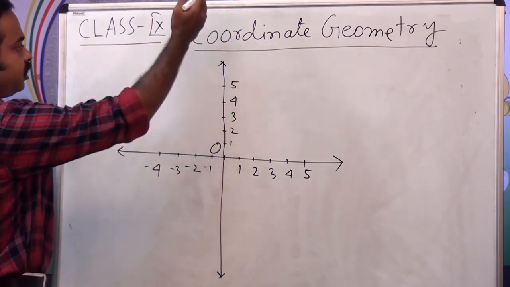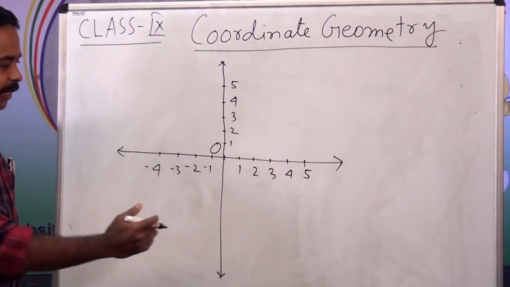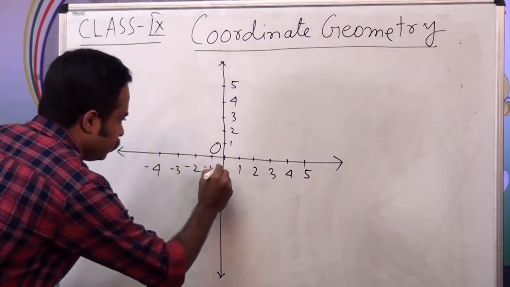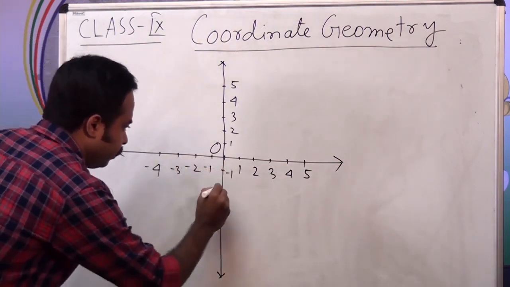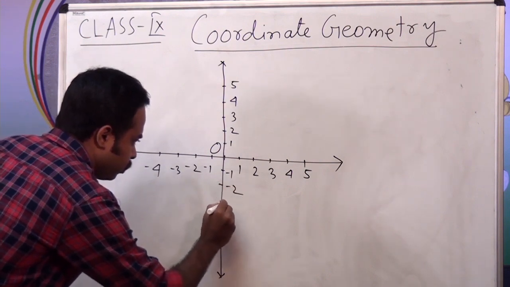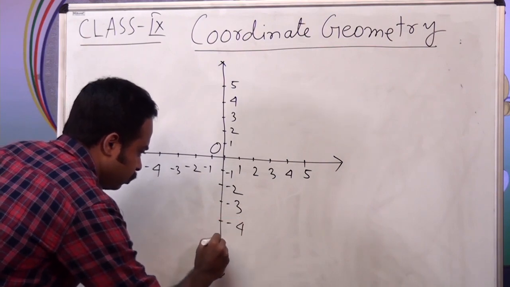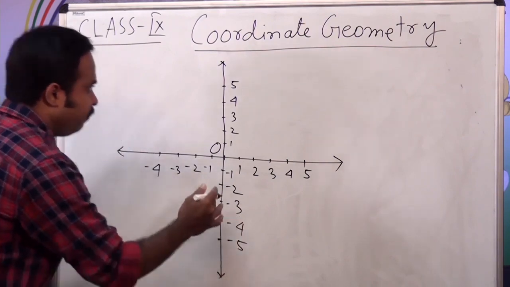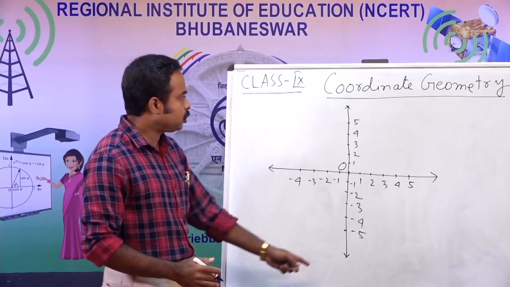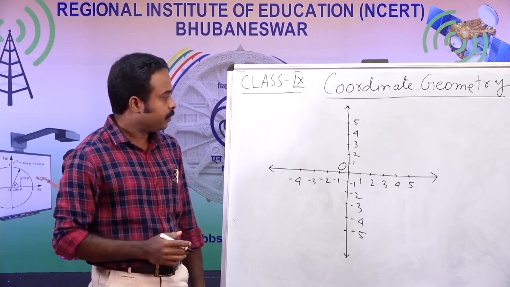This is the positive direction we are taking. So obviously this is the negative direction. So this is minus 1, minus 2, minus 3, minus 4, minus 5 and so on. We can also extend the line in both directions.